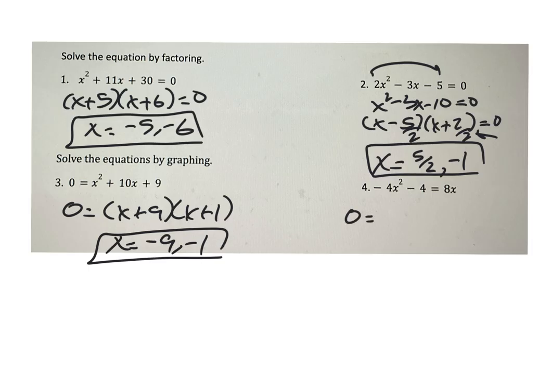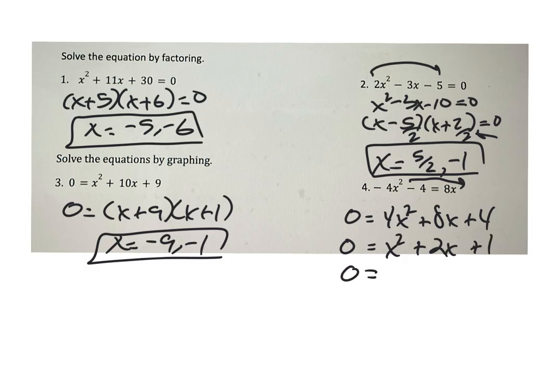Okay, now I'm going to do this. On number 4, I'm going to move all this stuff over to the right-hand side, because I like my x squared to be positive. So I go to 4x squared plus 8x, and the other 4 is going to be a positive 4. Now, one thing you can do, because it equals 0, is you can divide everything up there by 4. 0 divided by 4, 4 divided by 4, 8 divided by 4, 4 divided by 4.